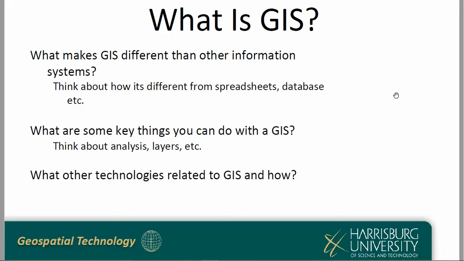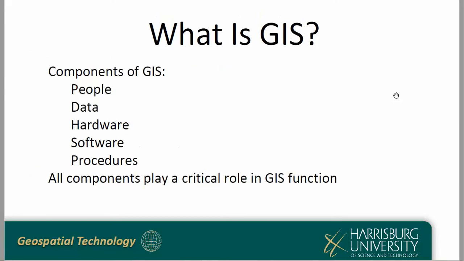As you watch the following slides, think to yourself, what are some of the things you can do with GIS? You'll look at some of the specific pieces of functionality, but you could take a look and think to yourself, where could this piece of functionality be used or applied in something that you're interested in? And then finally, what other technologies are related to GIS? Does any of this sound familiar to you as you go through it? So let's get started on the next slide.